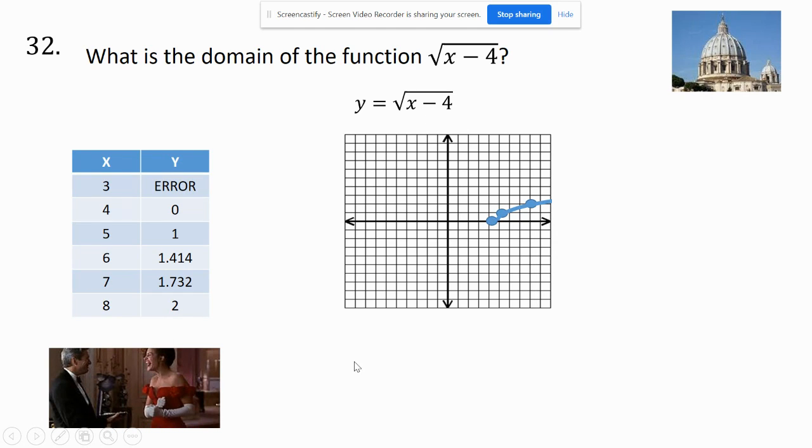If you were to graph this, it makes it a little easier to see the domain. So I'm going to write my domain as either x greater than or equal to 4, because 4 is a solution to this. And if I do it in the bracket or interval notation format, it would be bracket 4, comma, infinity.